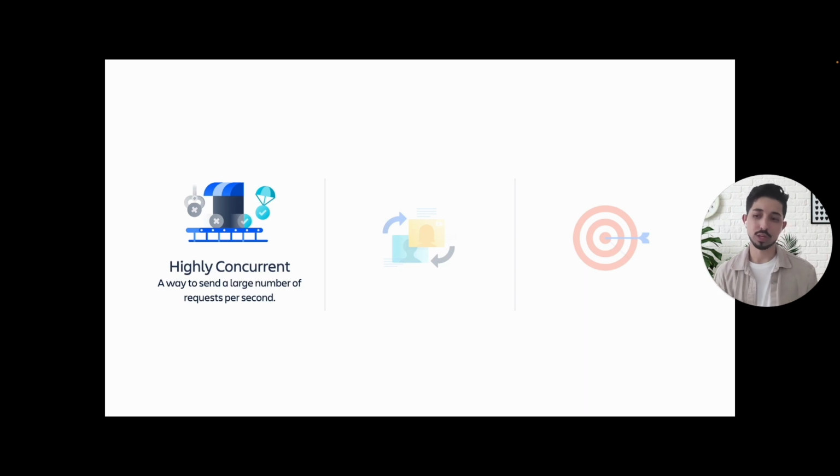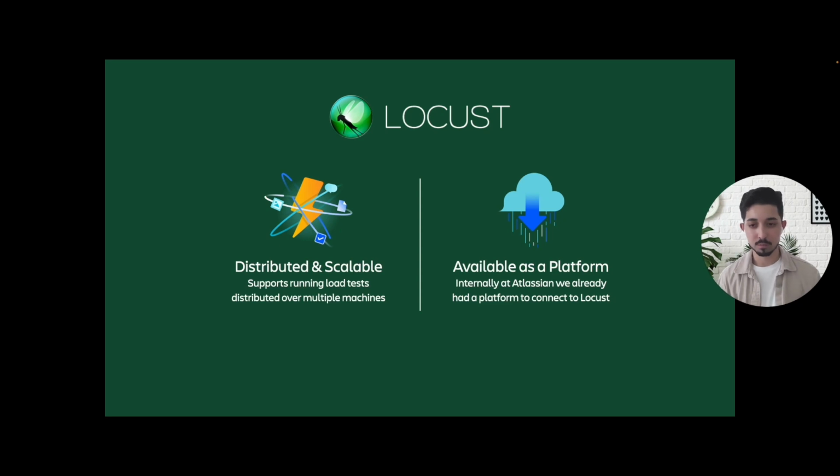For this solution, we needed it to be highly concurrent. We needed a way to send a large number of requests per second at any speed that we possibly could want, considering we have infinite growth into perpetuity. For this, we use Locust. We use this because it is distributed and scalable.